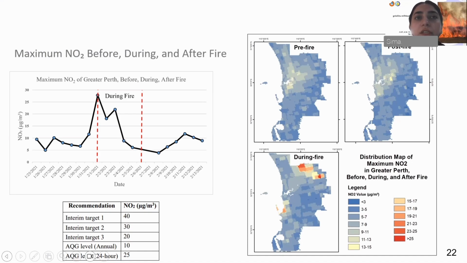Post-fire, nitrogen dioxide concentration gradually returned to normal, indicating the transient nature of bushfire-related pollution spikes. The analysis underscores the significant impact of the Wooroloo bushfire on nitrogen dioxide levels in Greater Perth and the need for targeted air quality measures during such events.